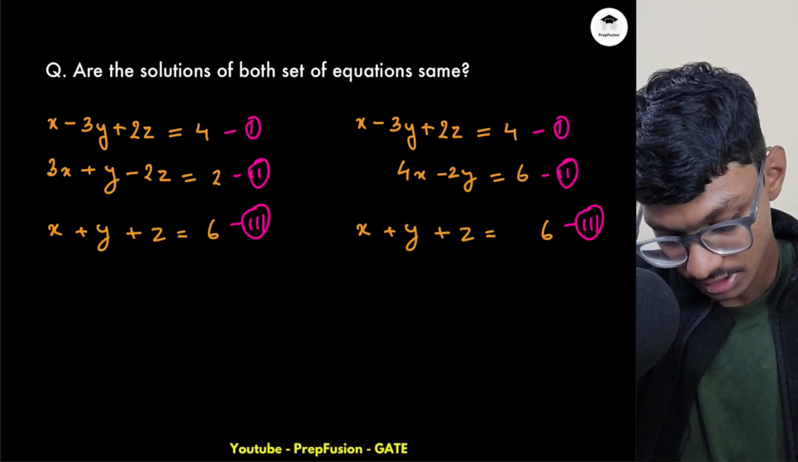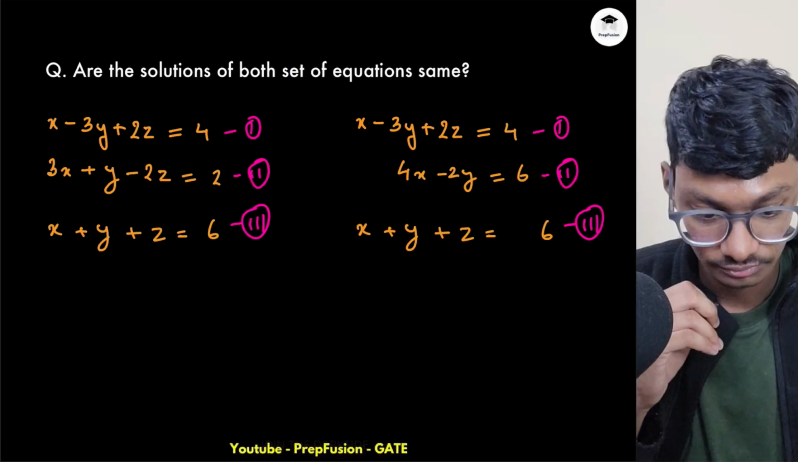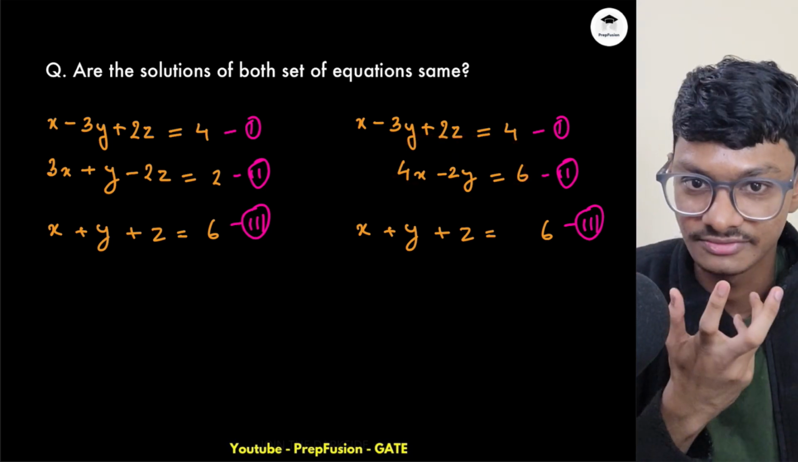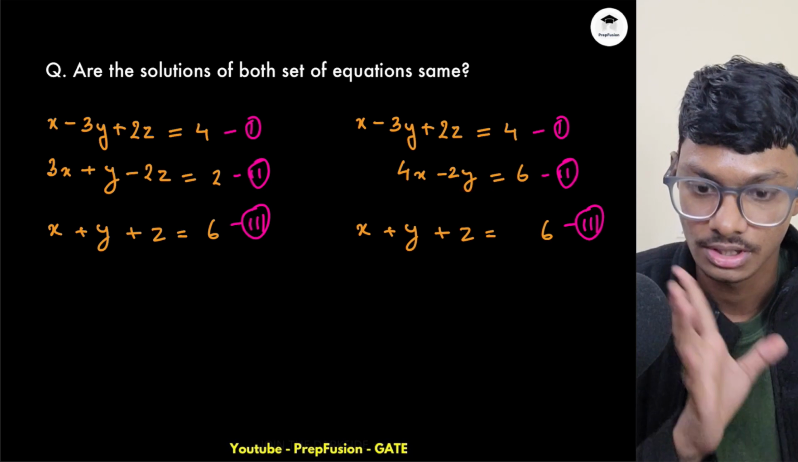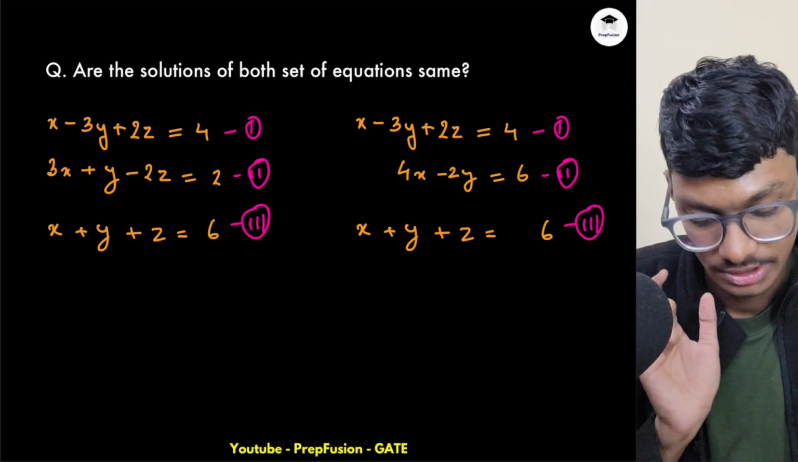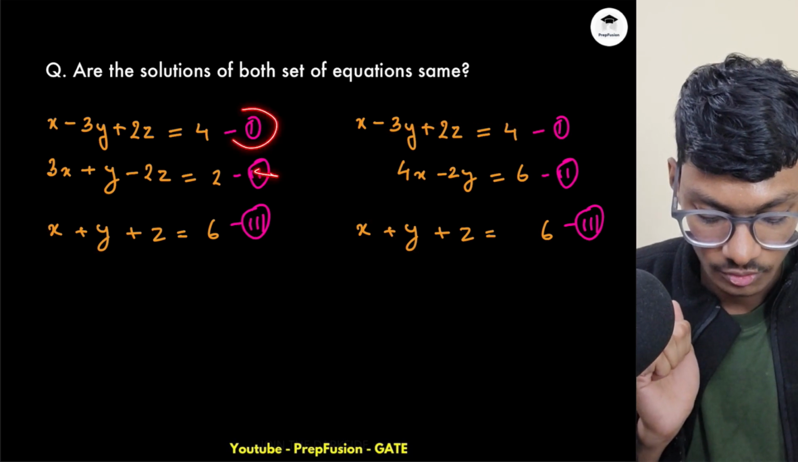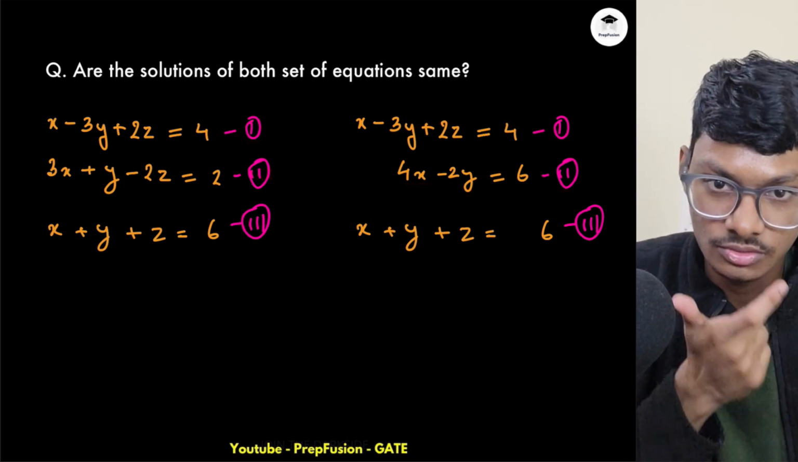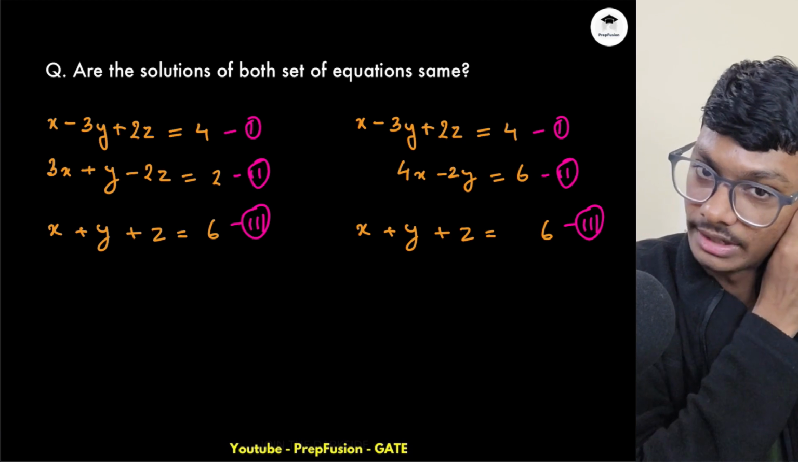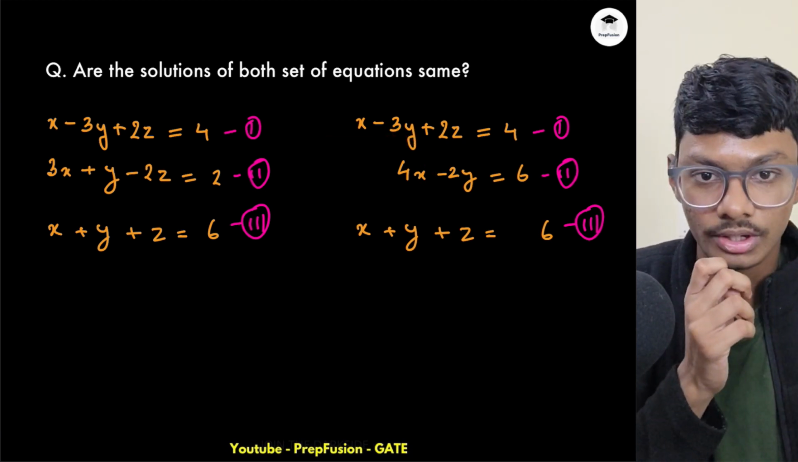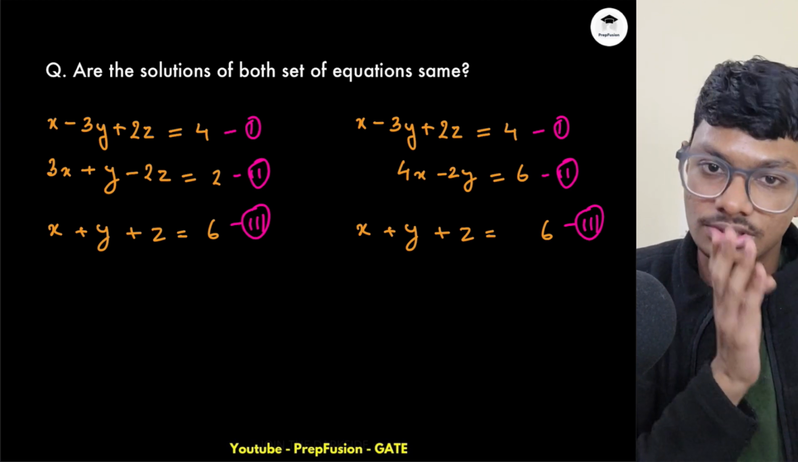Third, are these two sets of equations the same? Here you observe that the z term has vanished. What is the reasoning behind that? If you observe these two sets of equations, the summation of 1 and 2 gives this: equation 2 equals 1 plus 2. I have added the first equation to the second equation.